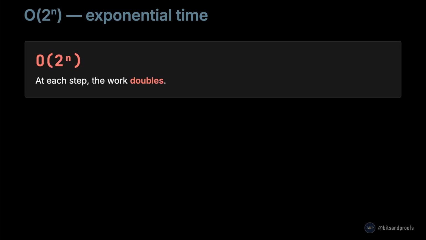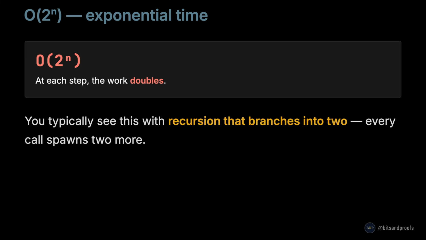The last class, O(2 to the n). Exponential time, the defining property: at each step the work doubles. This is the most aggressive growth you'll see in everyday algorithms. You typically encounter exponential time with recursion that branches into two. Every call spawns two more recursive calls. You see it in naive solutions to certain combinatorial problems. The good news: exponential is usually a sign that there's a smarter algorithm available. Finding it is the engineering work.